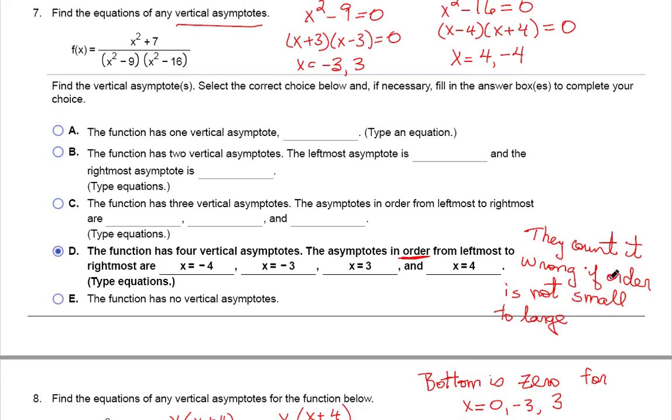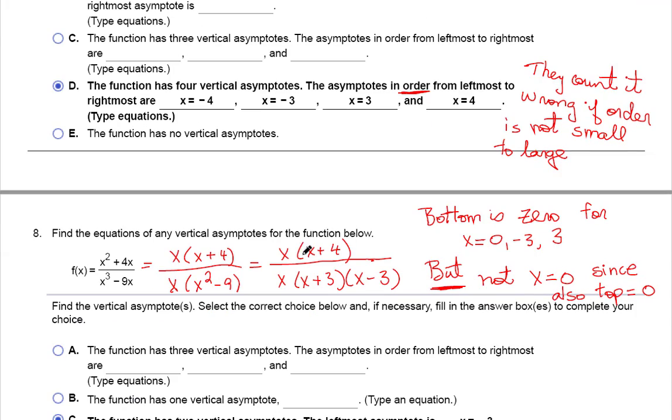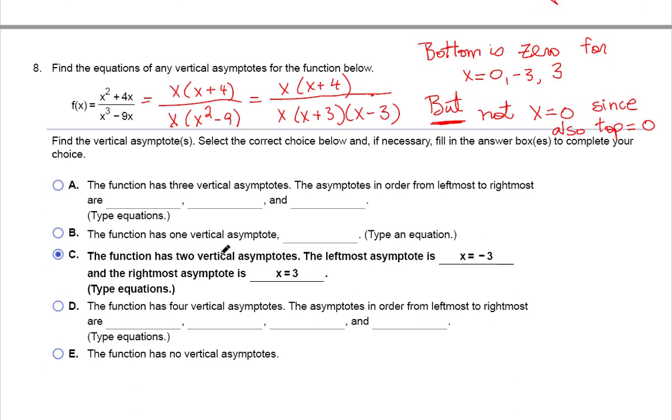Now be careful. It will give you trouble if you put them out of order, because it says write the 4 vertical asymptotes in order from left to right. Yes, that seems a bit picky, but that's just how they coded the problem. All right, what about this guy? Find the equation of any vertical asymptotes. Let's see, where is the bottom 0?